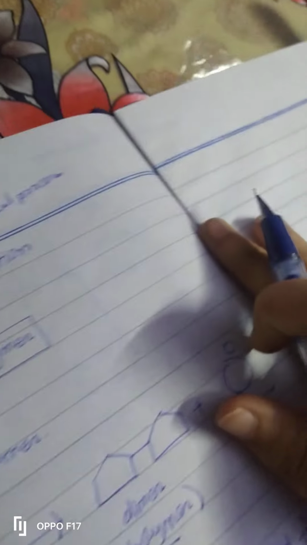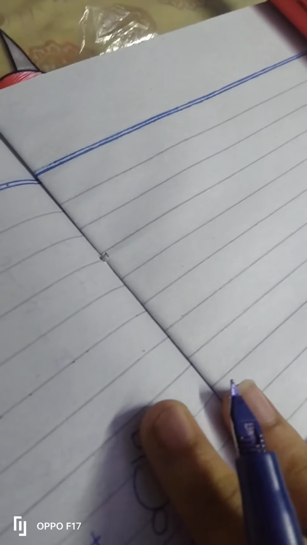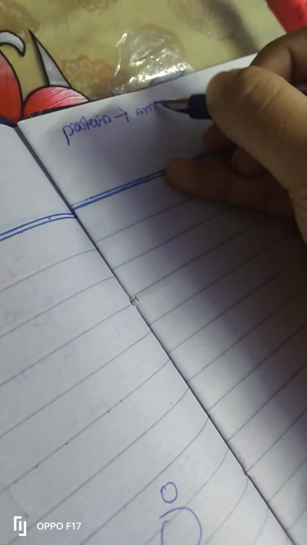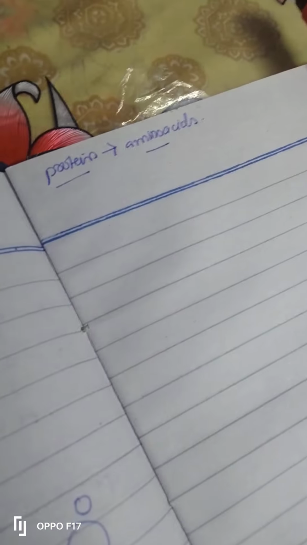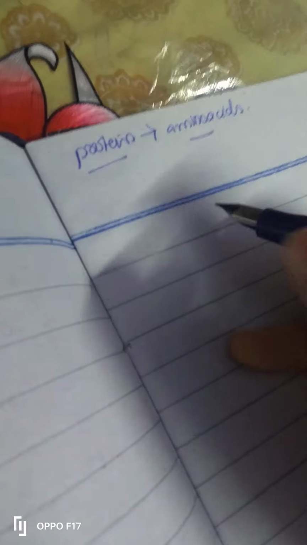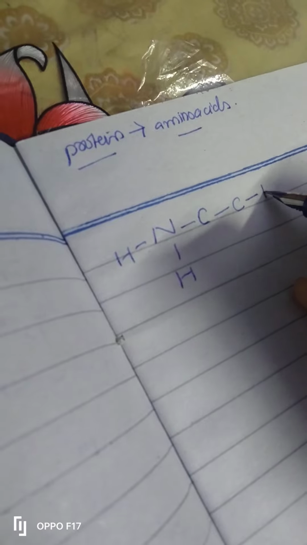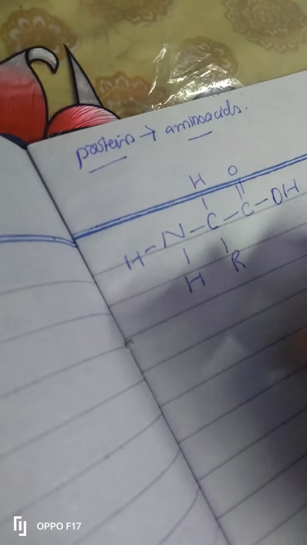Now let's look at another example. Before moving to that, you must know what amino acids are. Amino acids are the monomers of protein. Now protein is a polymer and amino acids are monomers. So you must know the general formula of amino acids. The general formula of an amino acid is, this is carbon, N, H, carbon. So this is actually the general formula of an amino acid.